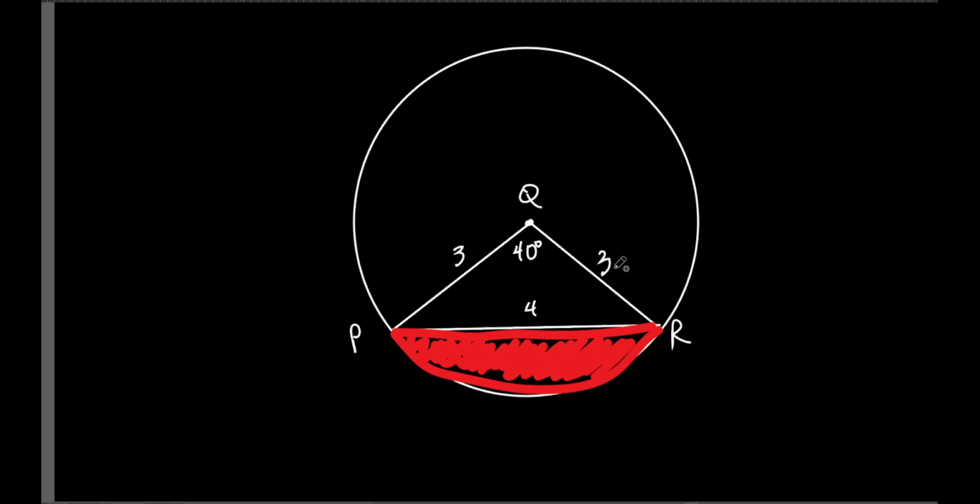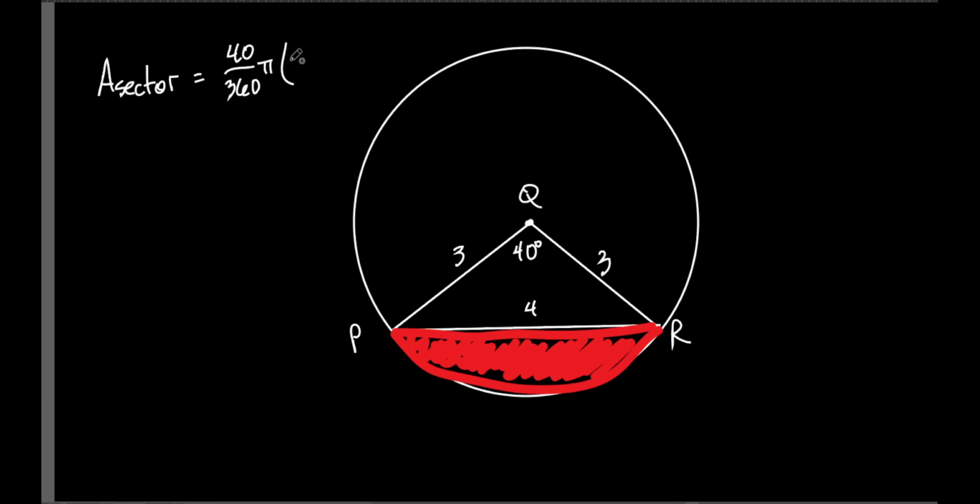So can I find the area of that whole sector? Let's do it right now. Let's forget the segment for just a second. Let's just find the area of the sector. What's our formula for area of the sector? It's the angle divided by 360. So what is it? 40 over 360 pi what?